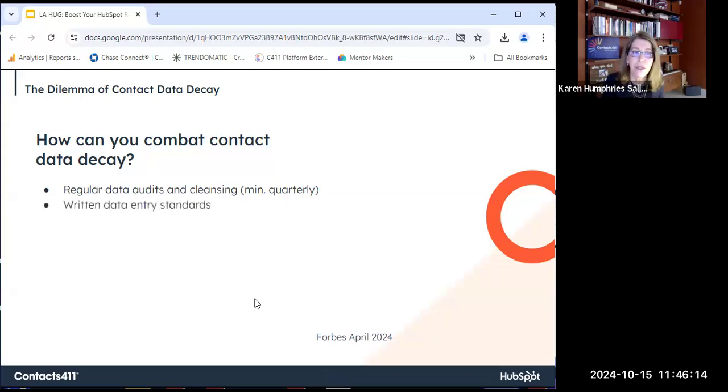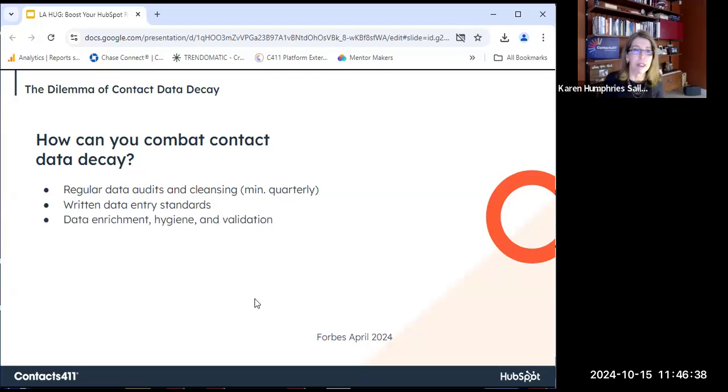A really important thing to have written down, even if you're a small company, is data entry standards. What do I mean? Well, when you're gathering information on a prospect or a customer, you want to make sure it's very clear what data you're getting, what field it's getting put into, and how you want that data to be entered.